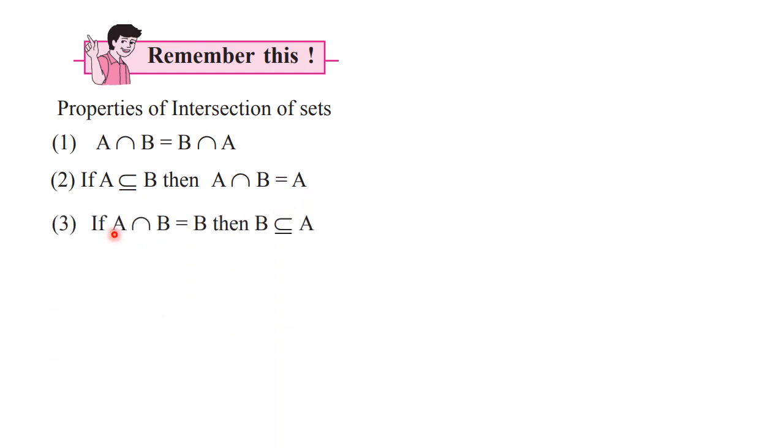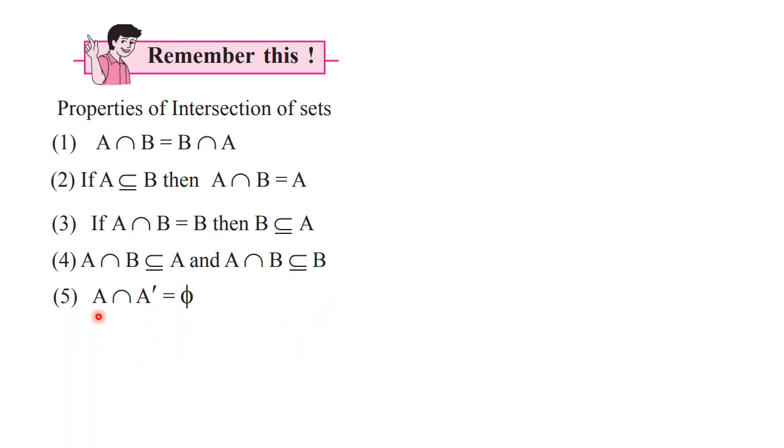Next, if A intersection B is equal to B, then B is subset of A. Okay, A intersection B is B means what? B is smaller set and A is bigger set. Therefore, B is subset of A. These two are the converse statement we can say. Next, fourth one. A intersection B is subset of A and A intersection B is subset of B. Obviously, because intersection is a set of common elements. So, all the elements in intersection are going to be there in A and all the elements of intersection are going to be in B.